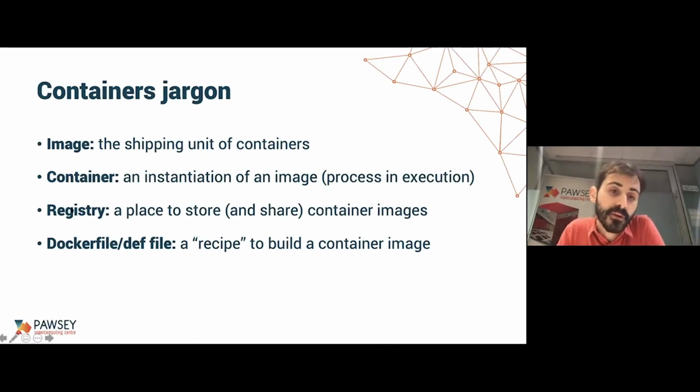And then we have the registry, which is a place to store and share container images. There are a lot of public registries available out there, such as Docker Hub and Quay.io, but you could also eventually build private registries if you need to ship software that can be shared with everyone. And finally, we have the Dockerfile or definition file, which is basically a specification for when you need to build a container image. It's basically the recipe that you use to build a container.